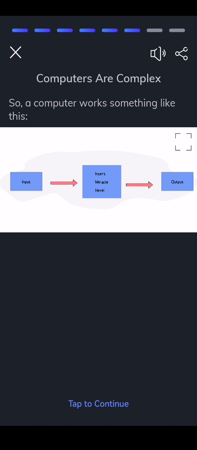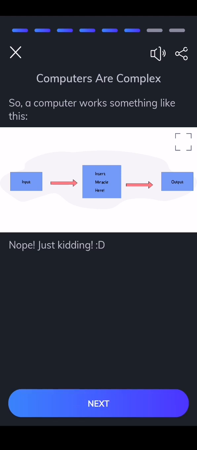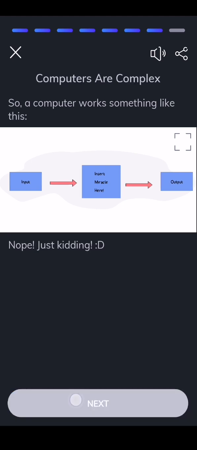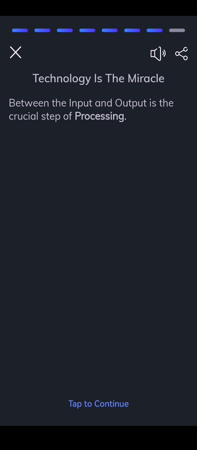So, a computer works something like this. Nope. Just kidding. Between the input and output is the crucial step of processing. This is where the magic happens.